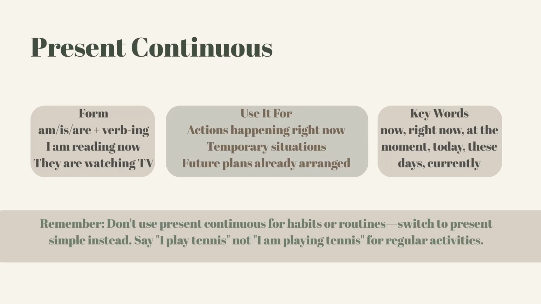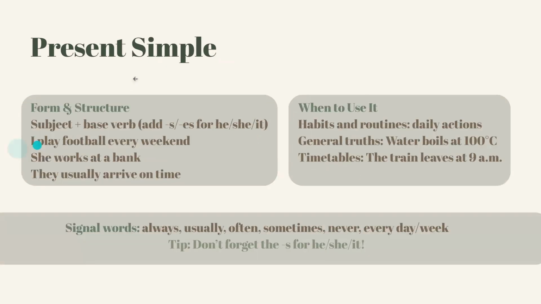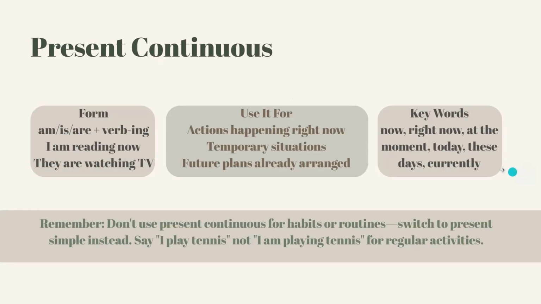And the reason that it's different is that when you make something a habit of yours, it automatically becomes, like we said, present simple. You can literally see that when we use present simple, we talk about our habits. But when we use present continuous, we talk about the action that's happening now, and that's very important.